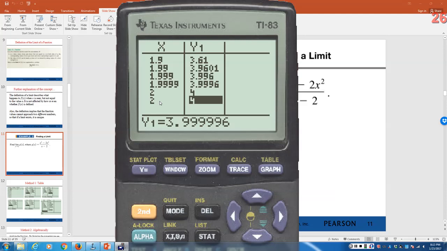Okay, let's sneak up from the other side. We'll start out at 2.1. Is 4.41 very close to 4? Not really. It would round to 4, but that's still quite a bit of difference. But if I go 2.01, that's pretty close to 4. 4.0401. And 2.001, 4.004.